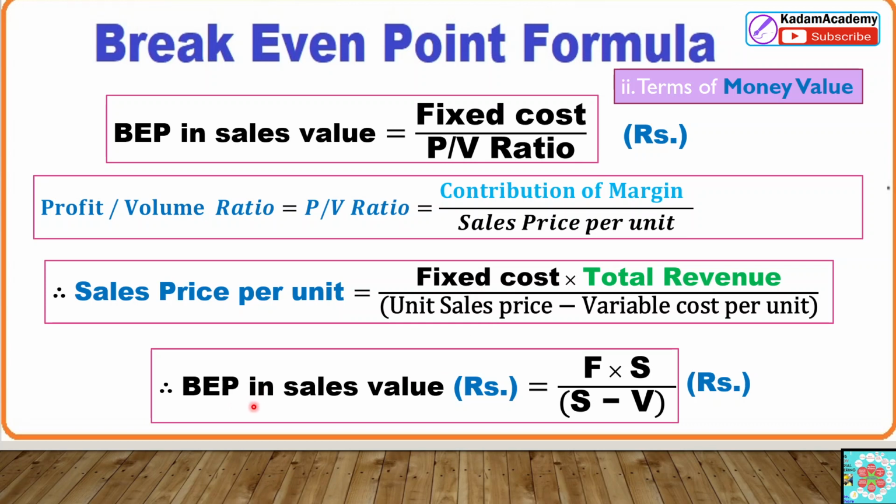So friends, the BEP in sales value in rupees, how to calculate? The fixed cost into S upon S minus V, that is the P/V ratio. That S minus V is the contribution, upon the sales price per unit. S minus V upon sales price. This is the P/V ratio.